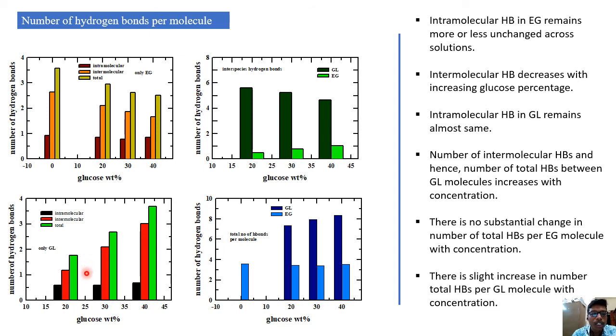Whereas for glucose molecules, here also the intramolecular hydrogen bonds remain almost unchanged. But the number of intermolecular hydrogen bonds, and hence the number of total hydrogen bonds between glucose molecules, increases with concentration. So what happens in the interspecies hydrogen bonding network? We can see that the number of hydrogen bonds per ethylene glycol molecule with glucose increases with increasing glucose content in the solution. But the reverse trend is observed in the case of glucose molecules.